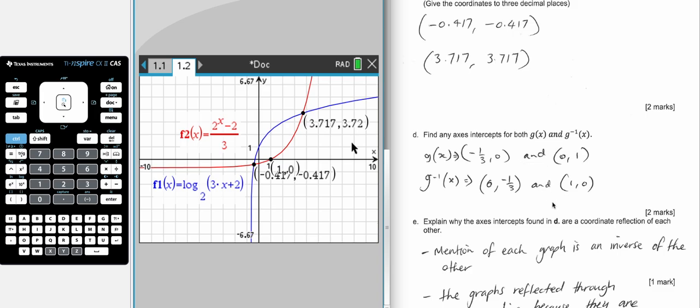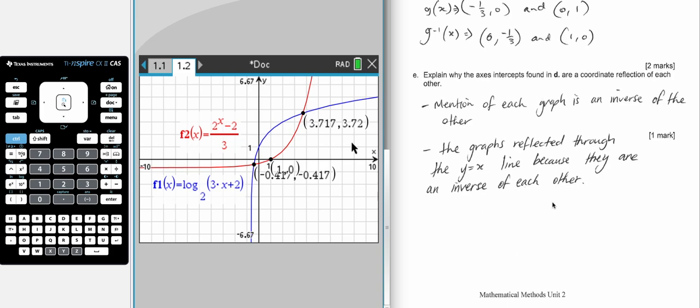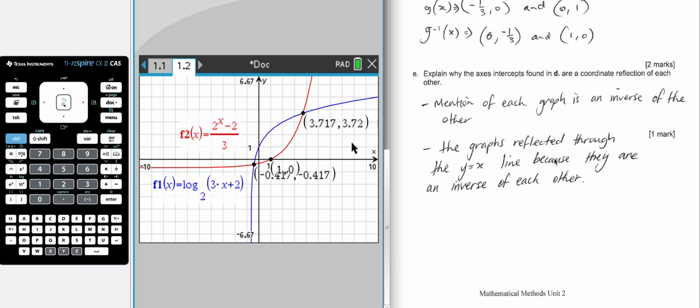That's the answer to both the intercepts. Then explain why the axis intercepts found in D are coordinate reflections of each other. You can mention that these two graphs are inverses of each other. You can see that it's reflected through the y equals x line. There's a couple of reasons why and what you could write for this to get 1 mark, but you had to say something along those lines, either one of those statements, and you would get 1 mark for it.